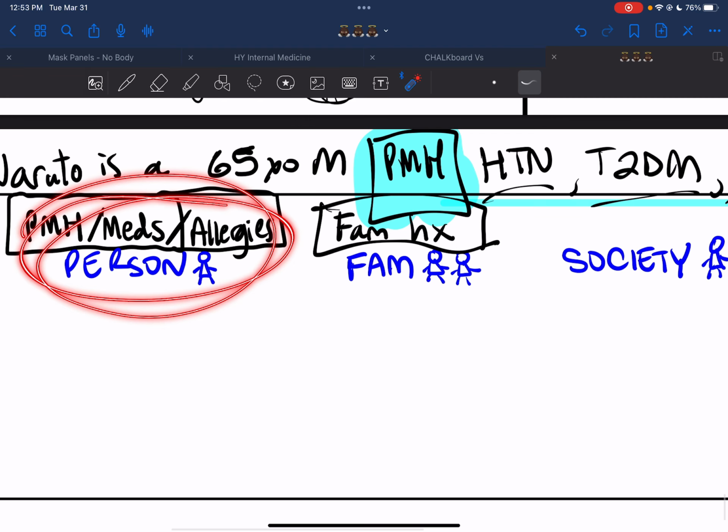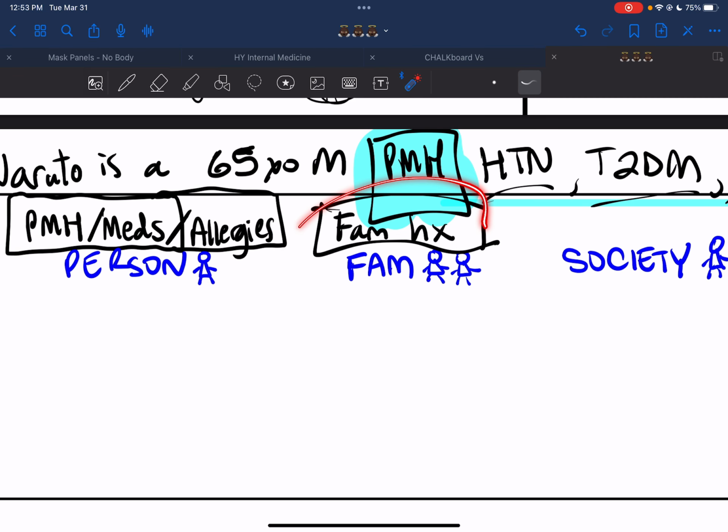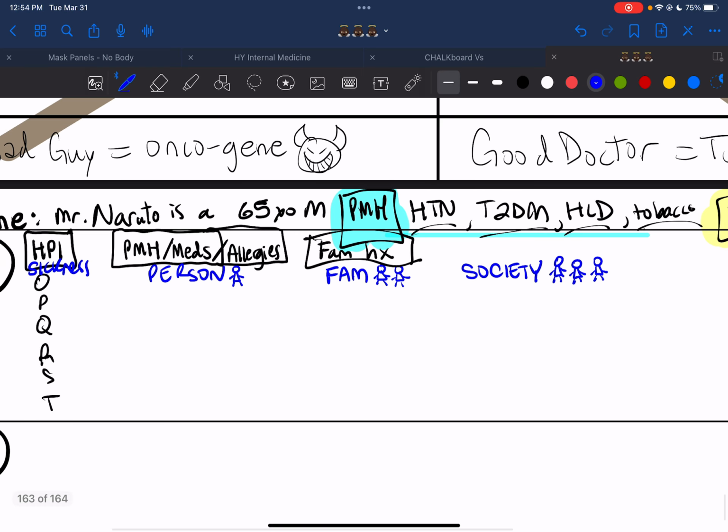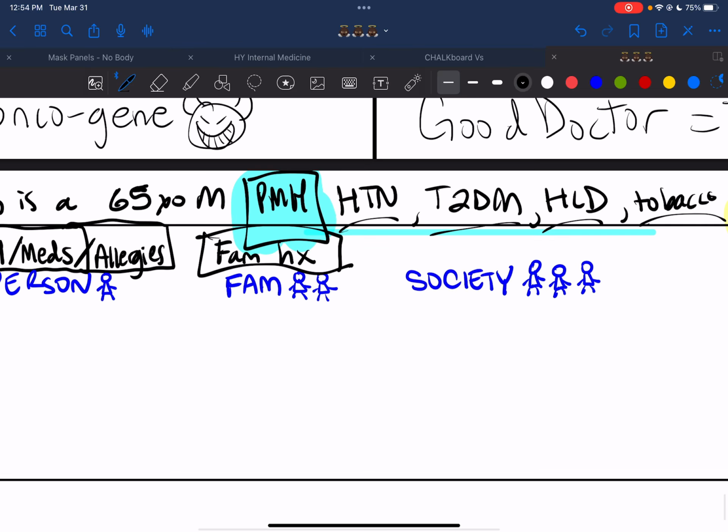One person's history, past medical history. The family's history, that's more people. And then the whole society's history, that's even more people. So there's 3 levels of how many people. That's how I remember the order of this stuff. So that's when you ask their social history.